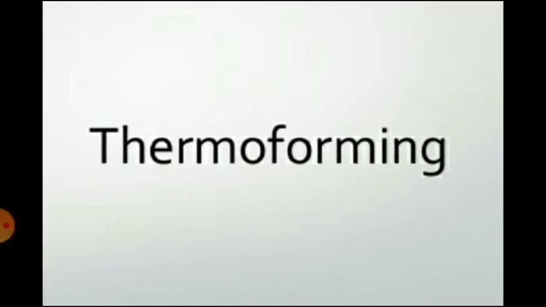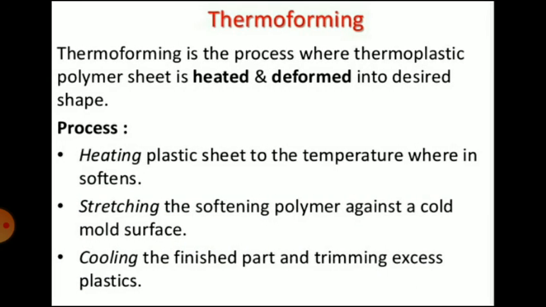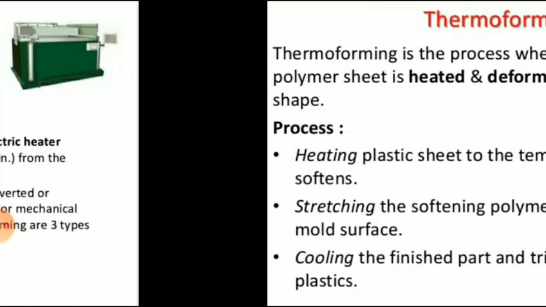Then the next process, that is the thermoforming process. So thermoforming is the process where a thermoplastic polymer sheet is heated and deformed into the desired shape. So the process is heating the plastic sheet to the temperature where it softens, stretching the softened polymer against the cold mold surface, and cooling the finished part and trimming excess plastic. So these are the thermoforming stages.